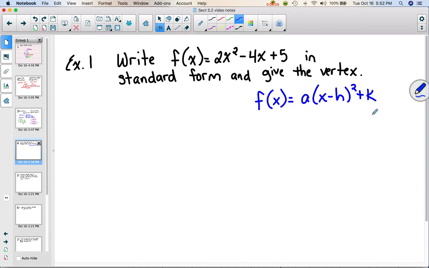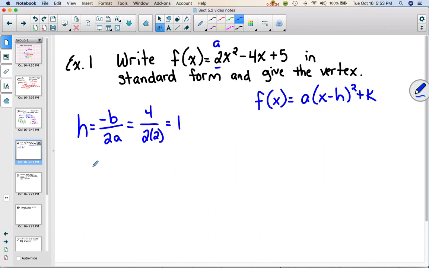So I need to know the vertex. I already know a. This is the value of a right here. A is 2. I already know that. So I know that's going to go in that spot. I need to know the h and k. So I'm going to make use of what we just talked about, the opposite of b over 2a, which in this case, b is negative 4. So the opposite of b is positive 4 over 2 times a, or 2 times 2. So I get 1. So I know my value for h.